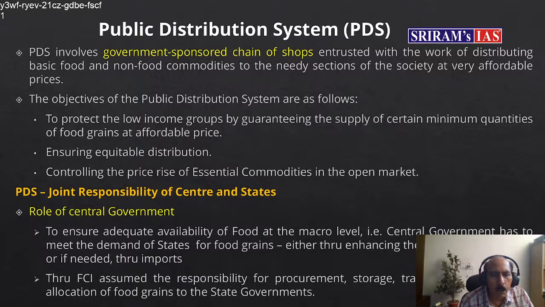Again, I'll repeat that the role of the central government is ensuring the adequate availability of food at the macro level, at the national level. It is the responsibility of the central government. The central government has to meet the demand of the states for food grains in their respective jurisdiction areas. Therefore, the central government either has to promote domestic production or may have to import food grains to meet the rising need of the states as far as their food grain demand is concerned. Its major role is to ensure the availability of food grains.